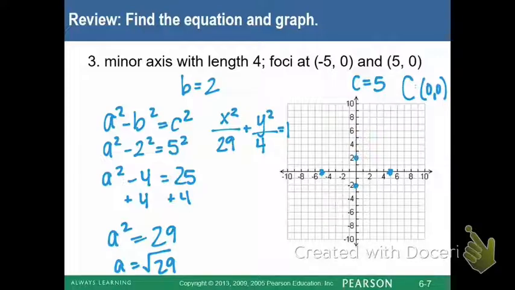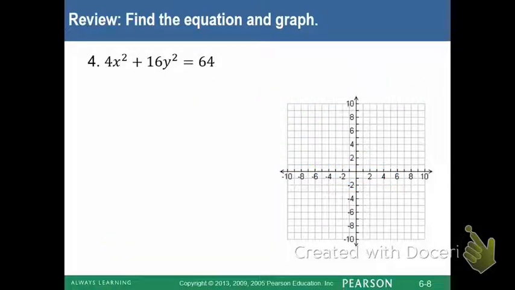And then the square root of 29 is a little over 5, so it's just a little bit past where those foci are. And then I can go ahead and graph that thing. Good.